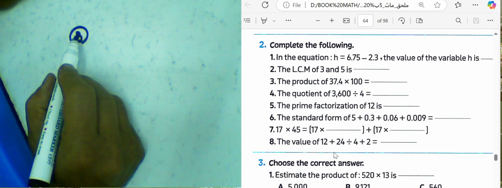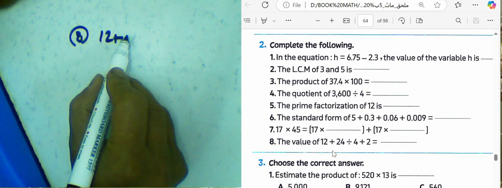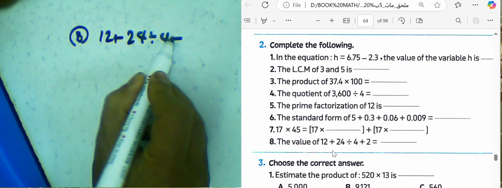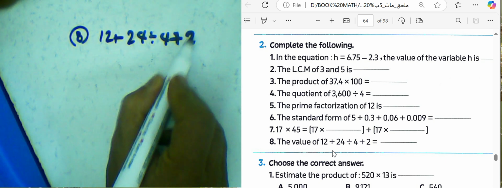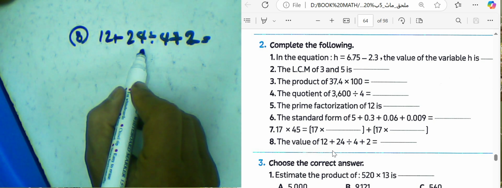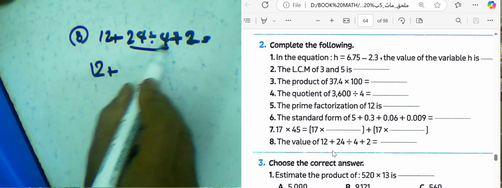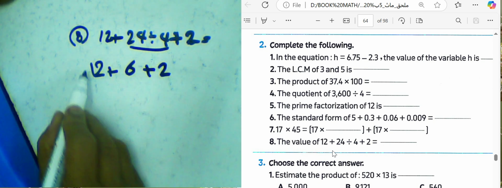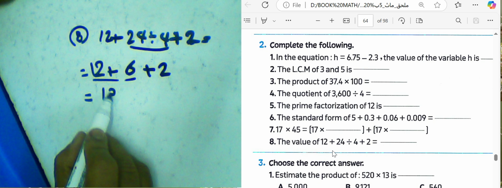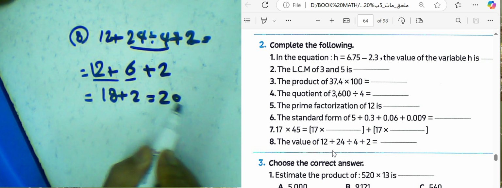Question 8. The value of 12 plus 24 divided by 4 plus 2. We have here order of operations. We can write division first. 12 plus 24 divided by 4 equals 6. And then 12 plus 6 equals 18. 18 plus 2 equals 20.